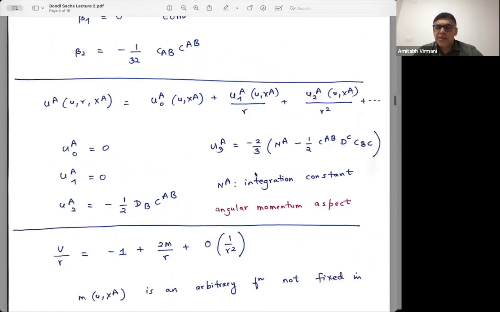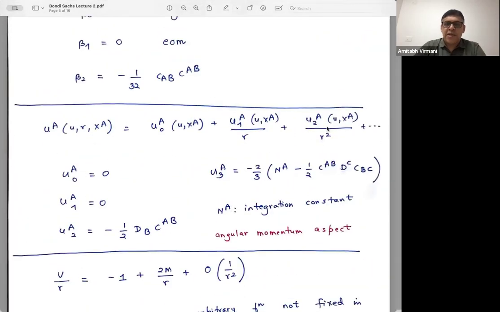And then if you analyze the next order equation, you get an arbitrary function, exactly like you got the arbitrary function in the expansion of V. So here you get an arbitrary set of functions. These are called N_A. So U_A^3 has N_A and then some other term which is related to the C field. So N_A are the integration constants in r, but they are functions of U and X. And this is called the angular momentum aspect.